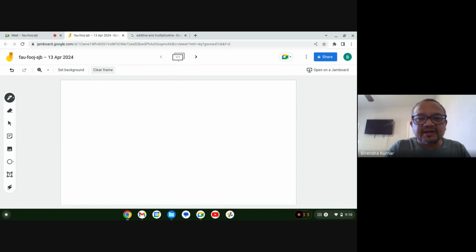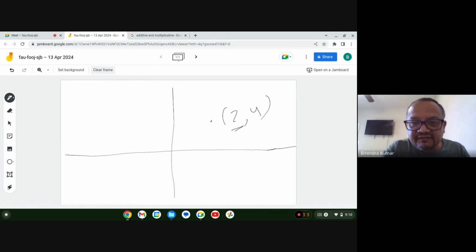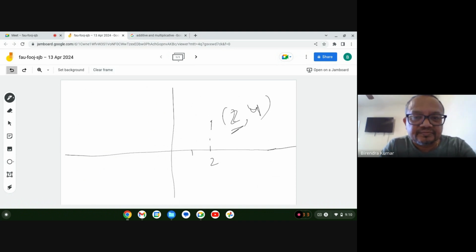Now let me do something. Remember one thing, okay? If I am talking about this point, if I say 2 and 4, what do I mean? This is the value of the x coordinate and this is the value of the y coordinate. That is how I'm locating this, meaning on the number line for x it is 2, and on the number line for y it is 4. That's why it is 2 and 4, correct? Now let's do some more fun things.